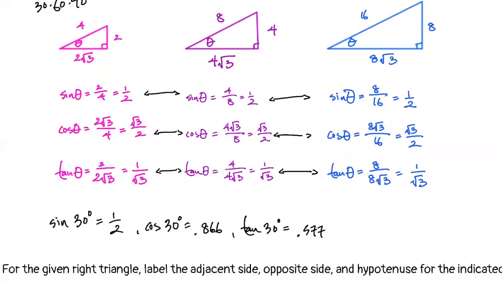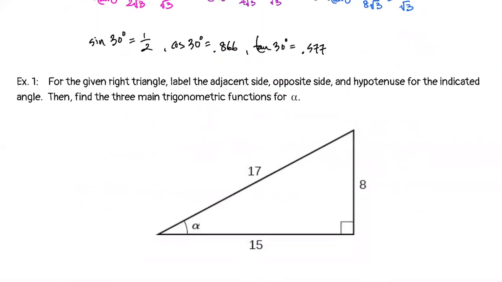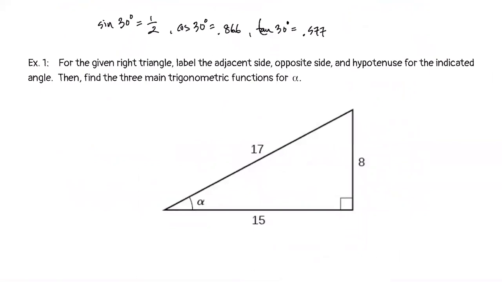All right, so before we go on break, I'd like to do one problem with some actual numbers in it, okay? I know that I ask you a lot to think about these bigger picture questions, but at the same time, it's really important to bring it back to questions that also demonstrate that understanding, okay? So in example one, for this given right triangle, label the adjacent side, the opposite side, and the hypotenuse for the indicated angle. Then find the three main trig functions for alpha, okay?